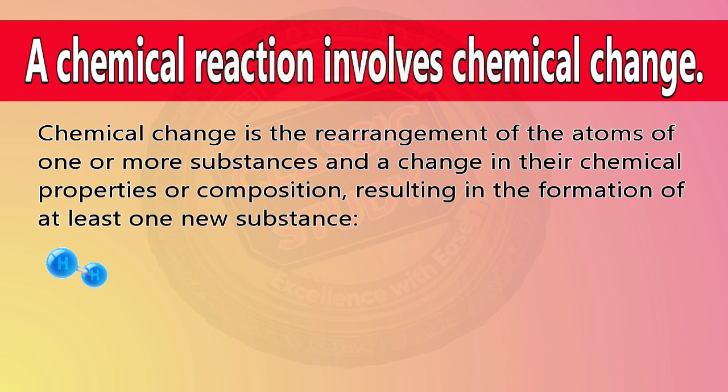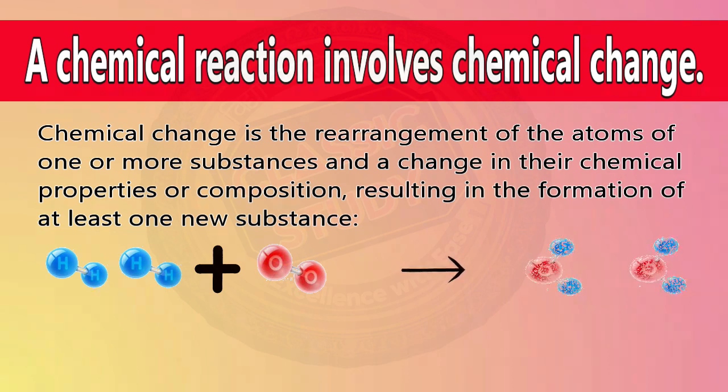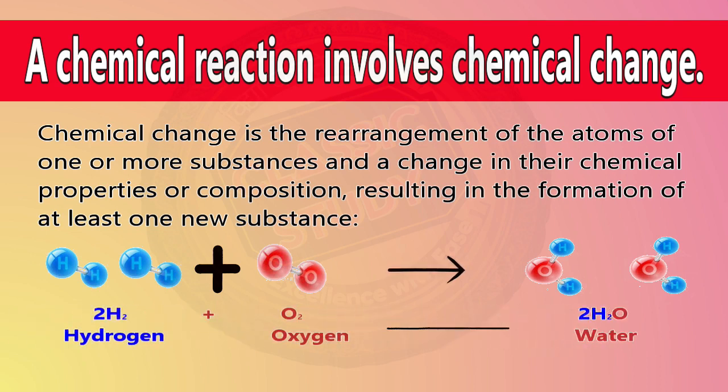So, for example, two hydrogen molecules combine with one oxygen molecule, resulting in formation of two water molecules. This is a balanced chemical equation. 2H2 plus O2 gives 2H2O, where the two molecules of hydrogen, each bound by one covalent bond, and one molecule of oxygen, bound by one covalent bond, rearrange themselves to form two separate water molecules, where one oxygen atom binds with two hydrogen atoms and two such molecules are formed.